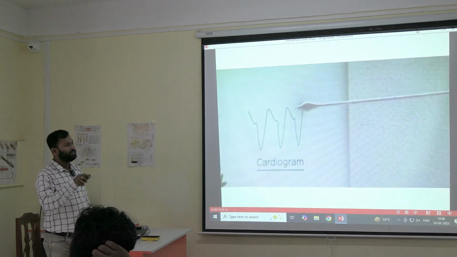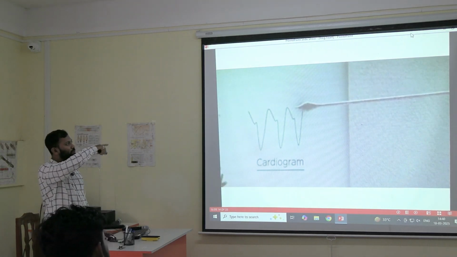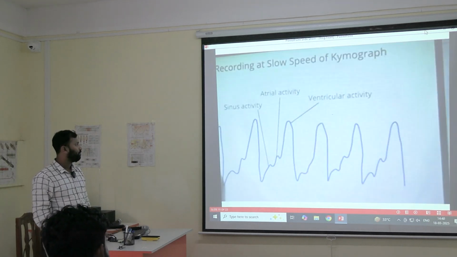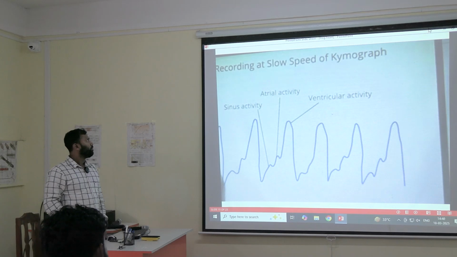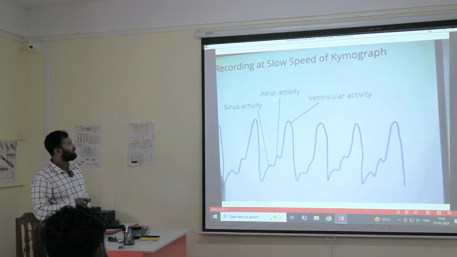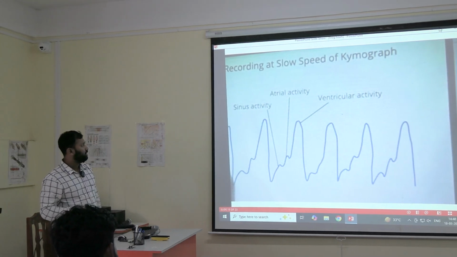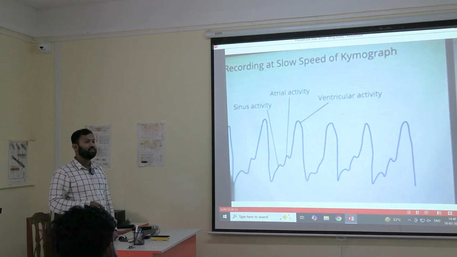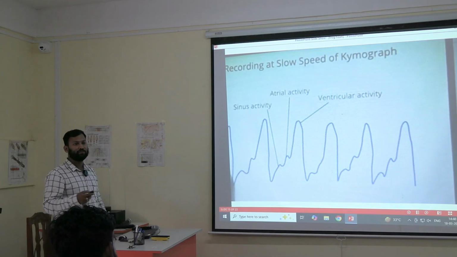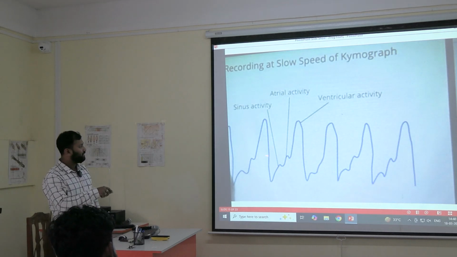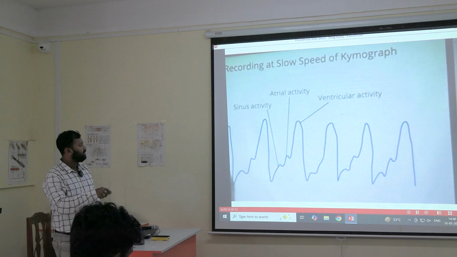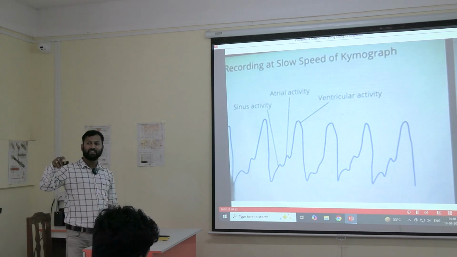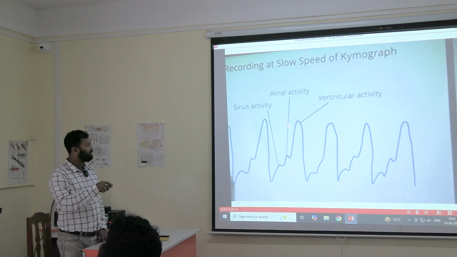This is the cardiogram. There is only movement of the heart. The movement will produce this type of image. This is the cardiogram. So in this case, we are recording at a slow speed. When we are recording at a slow speed, we can see that there is some sinus activity. Sinus, I have already told you, is the SA node, which is present in the sinus venosus; that part will produce one activity. Then there will be atrial activity and there will be ventricular activity. You can see that the ventricle produces the most activity. That's why the graph is tall.